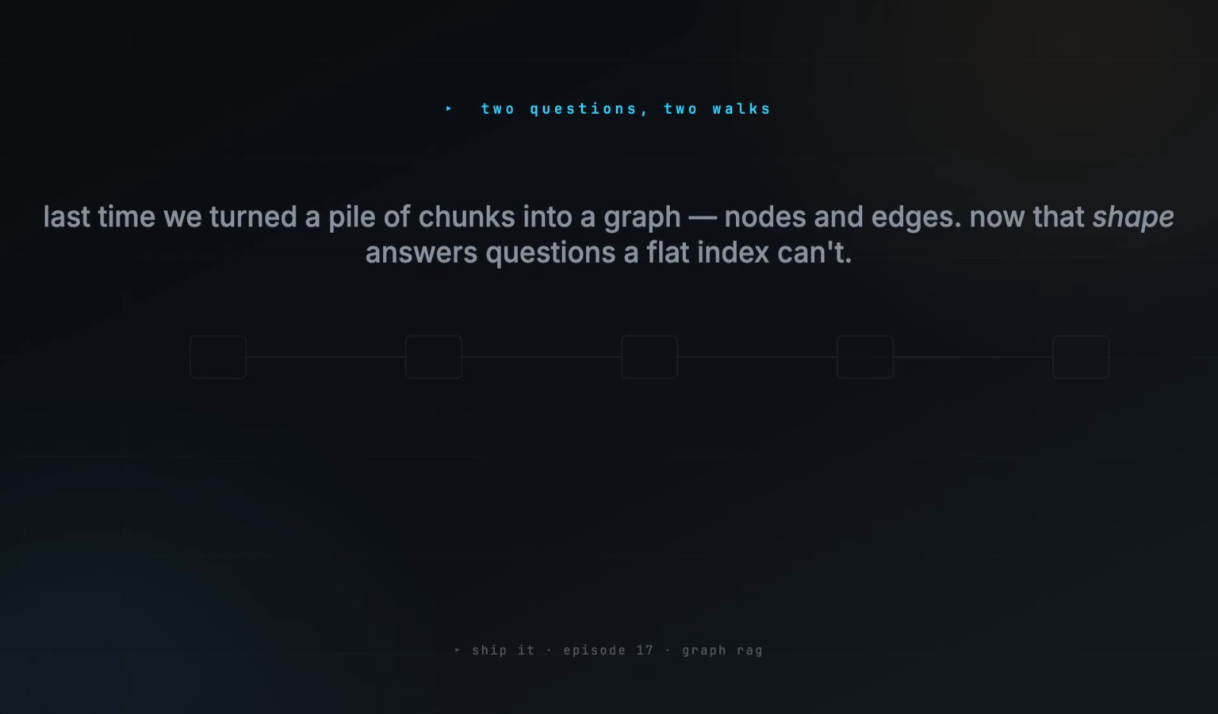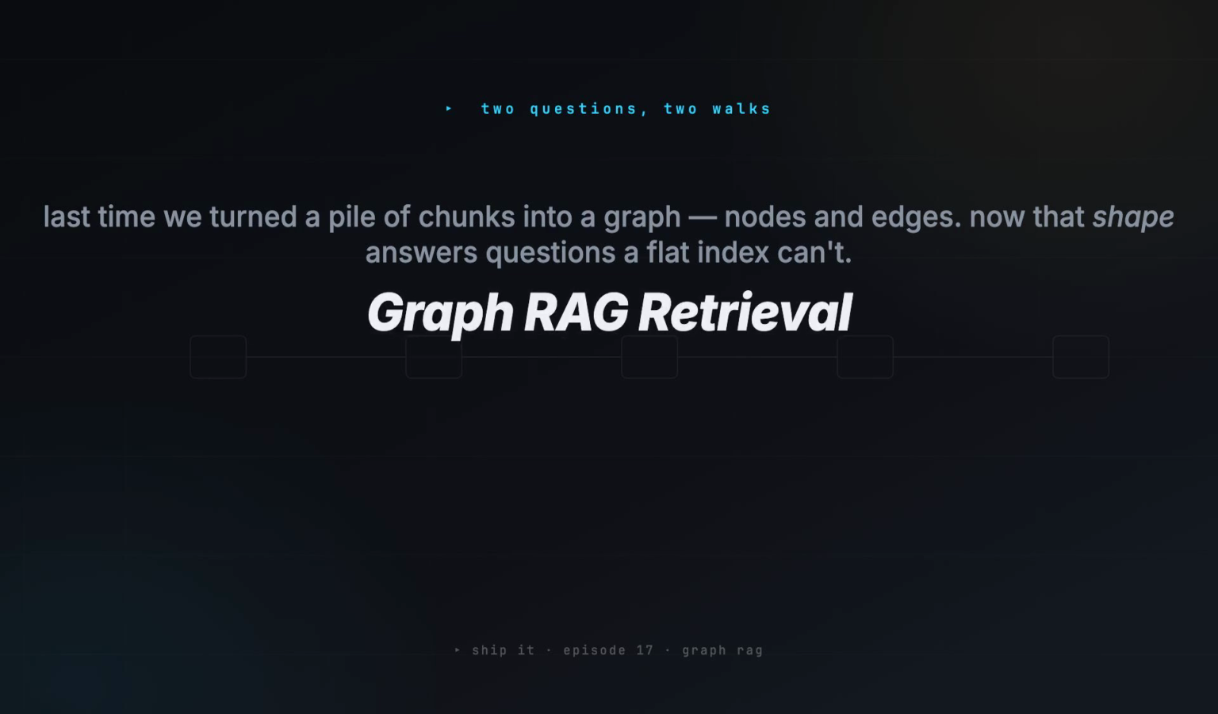Last episode, we turned a flat pile of chunks into a graph, entities as nodes, relationships as edges. Now, the payoff. That structure lets us answer questions a vector index can't. Because here's the thing nobody tells you. Your users ask two completely different kinds of questions, and a single retrieval strategy quietly fails one of them.